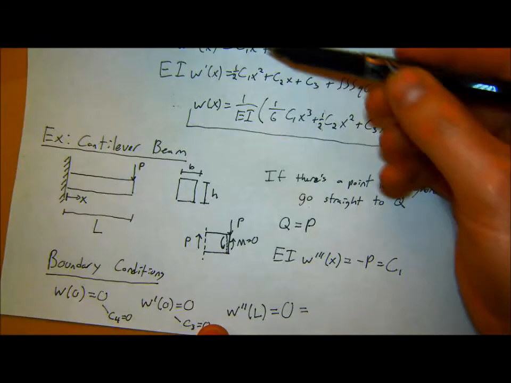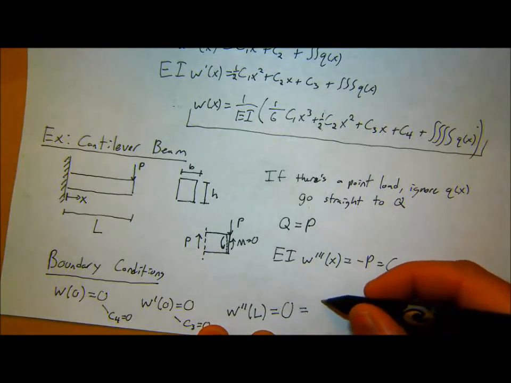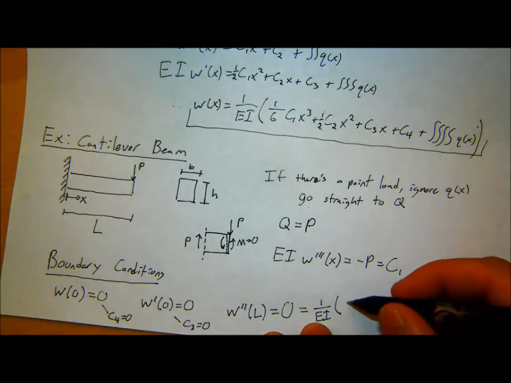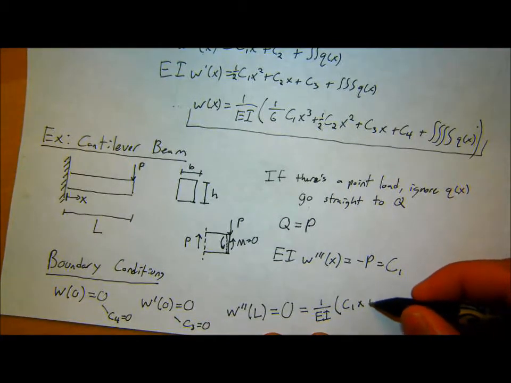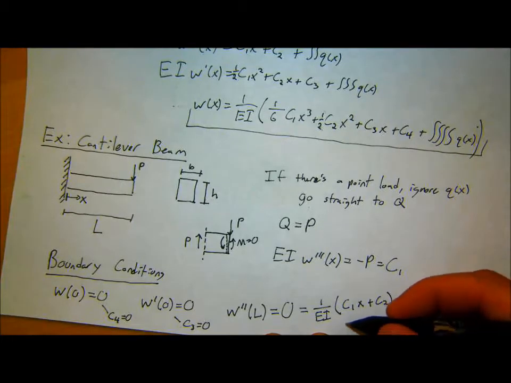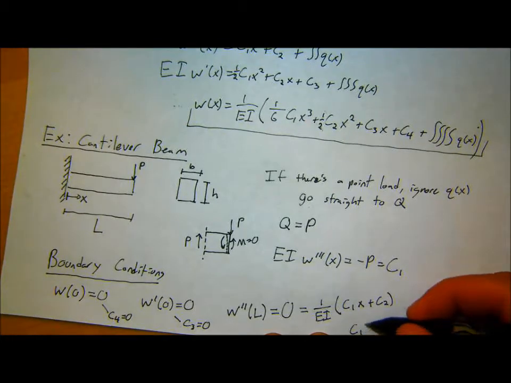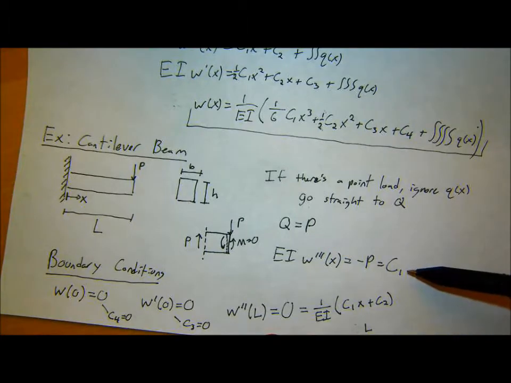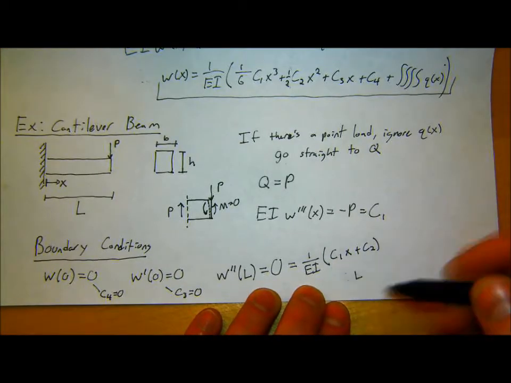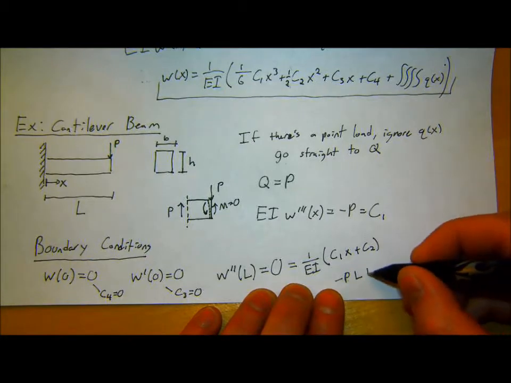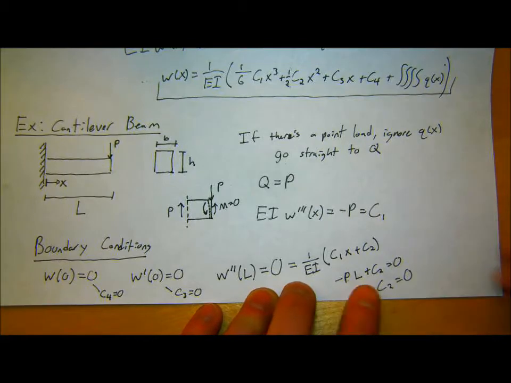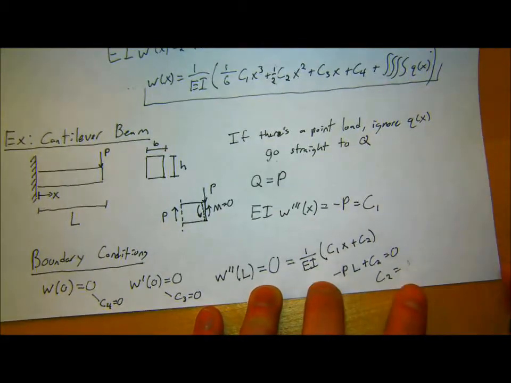Our W double prime at L equals zero. So this now is, from our formula before, 1 over EI times C1 X plus C2, which means C1 L. Our C1, you remember, is minus P. So now minus PL plus C2 is equal to 0. So our C2 is not equal to 0. C2 is equal to PL.